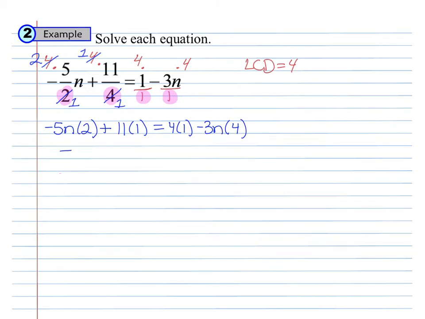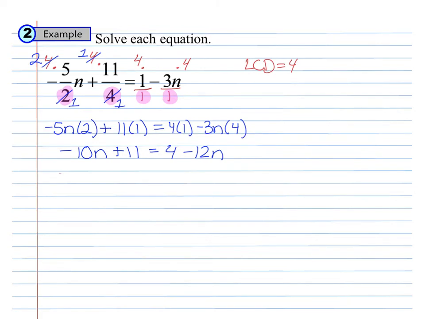I'm going to simplify this, and I'm going to get 10n plus 11 is equal to 4 minus 12n. Again, anything from here on is going to be stuff that we've been doing the last 2.5 weeks. This is the only new thing that you're learning right here. Now it should be very easy to simplify, so we're going to combine our like terms.